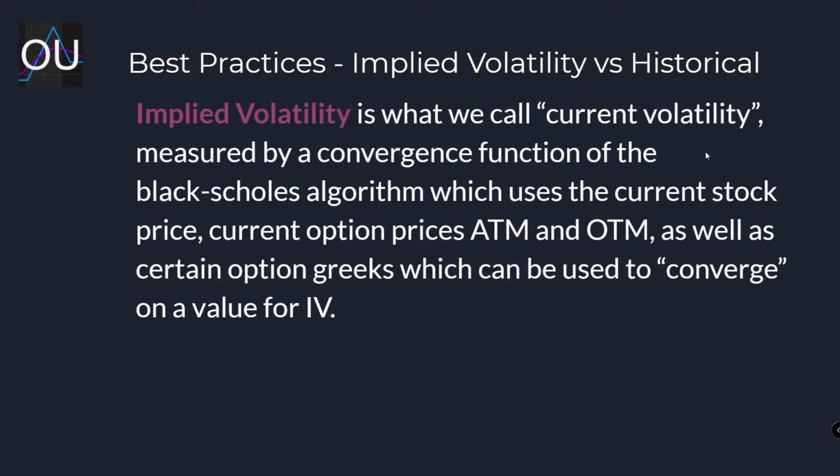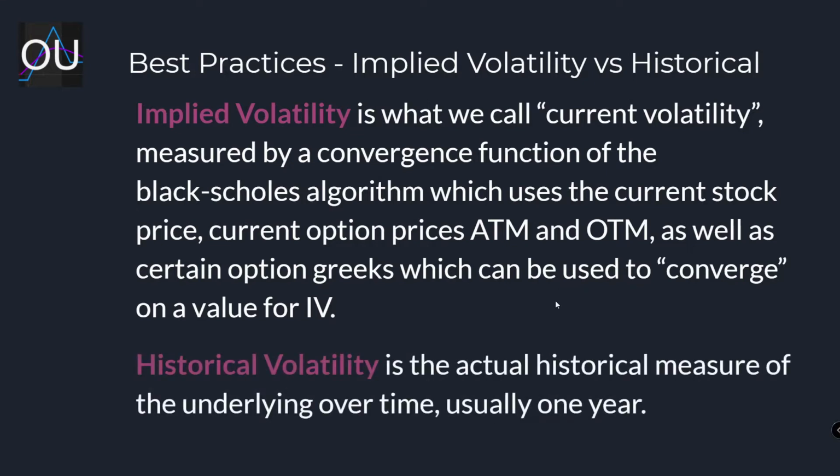So implied volatility is what we call current volatility. It's measured by the convergence function of the Black-Scholes algorithm, which uses the current stock price, current option prices at the money, out of the money, as well as certain option Greeks, which can be used to converge on a value for IV.